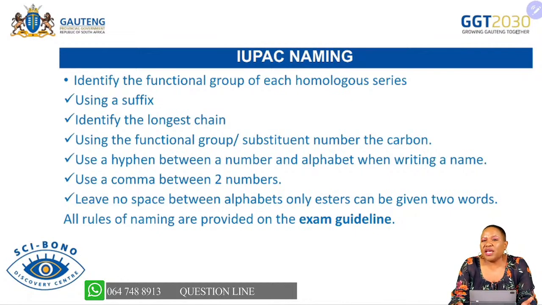When we're looking at naming, there were rules stipulated for us to follow in order to name the compound correctly. The first thing that we had to do is to identify the functional group, or the homologous series, that a specific compound belongs to. I emphasized the difference between functional group and homologous series, because a homologous series is a series of compounds where the next member differs from the previous member by CH2, which is another definition provided by the exam guideline.